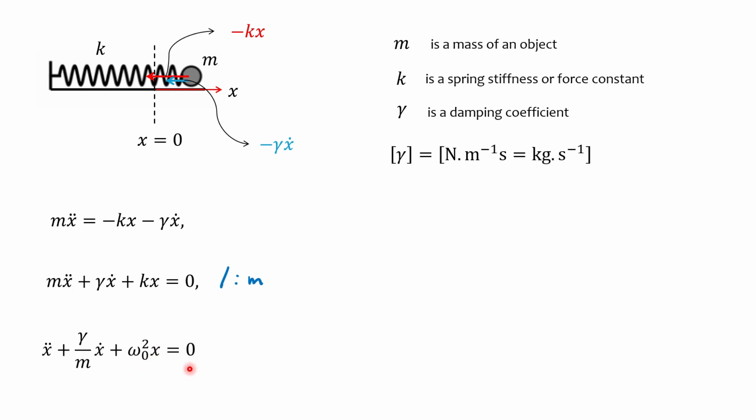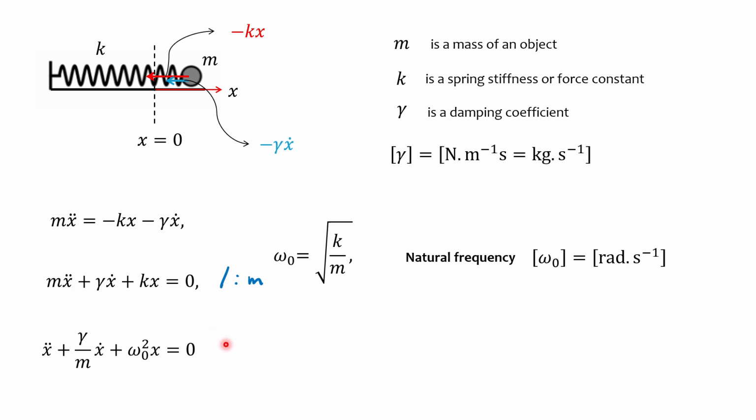Similarly to the case of the simple harmonic oscillator, we introduce a new parameter called the natural frequency of the oscillator, measured in radians per second. We have already discussed its physical meaning. Essentially, it is the frequency of oscillation when the system is undamped.